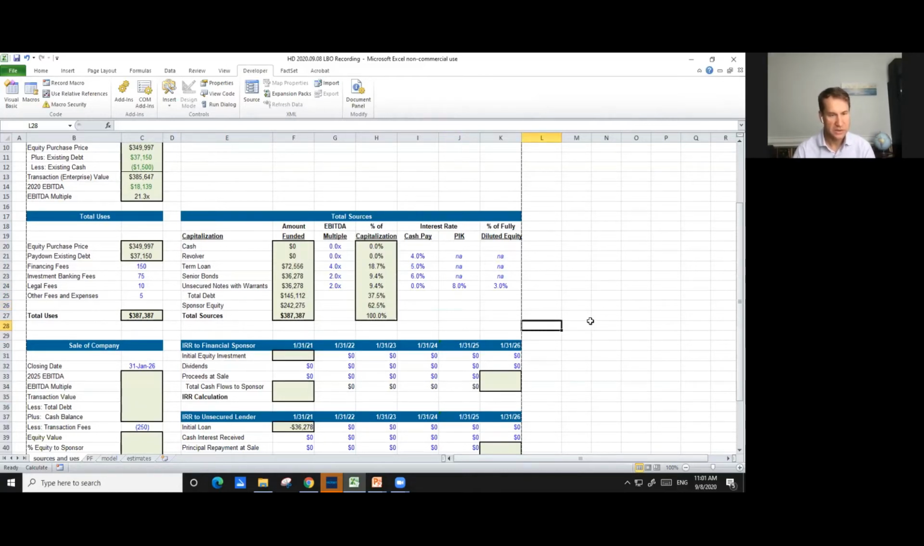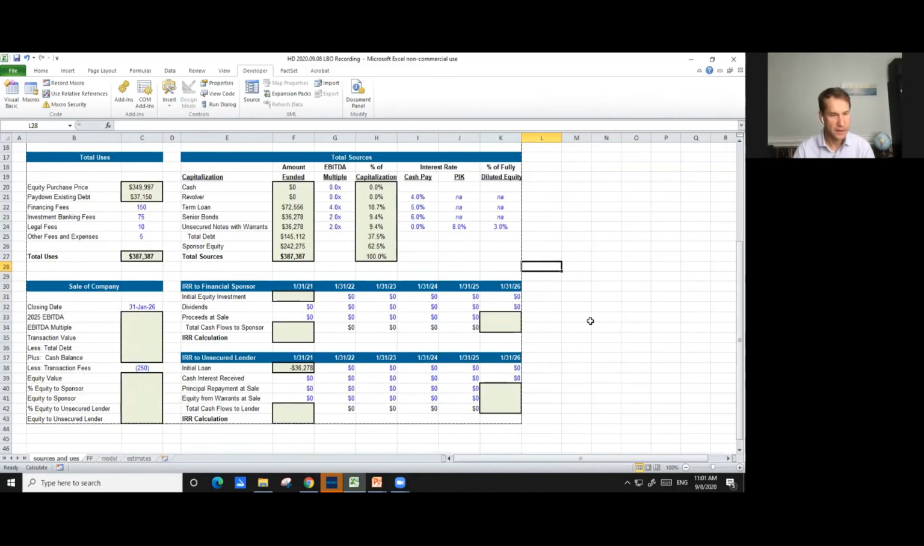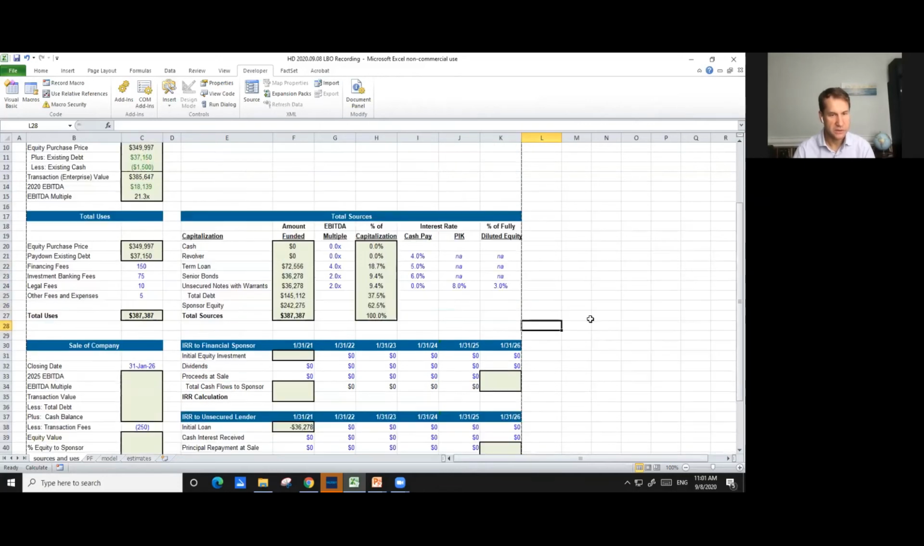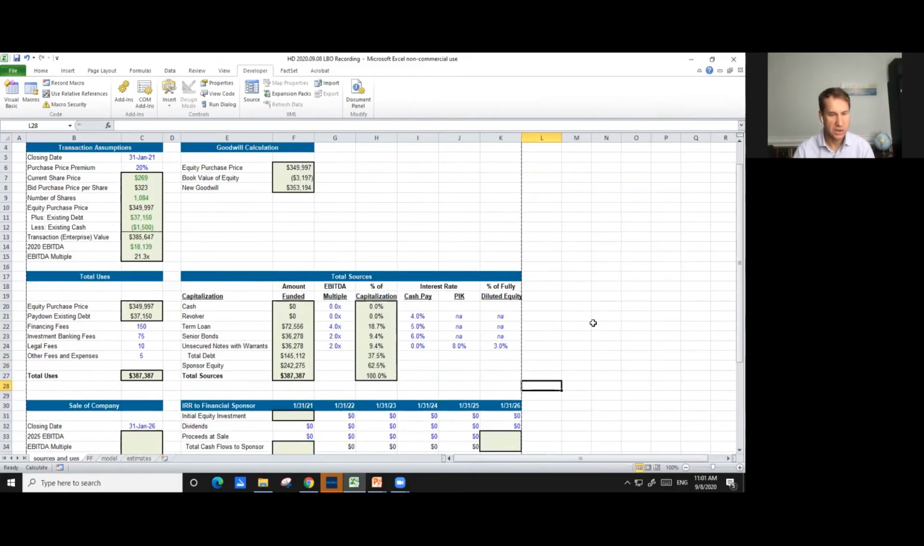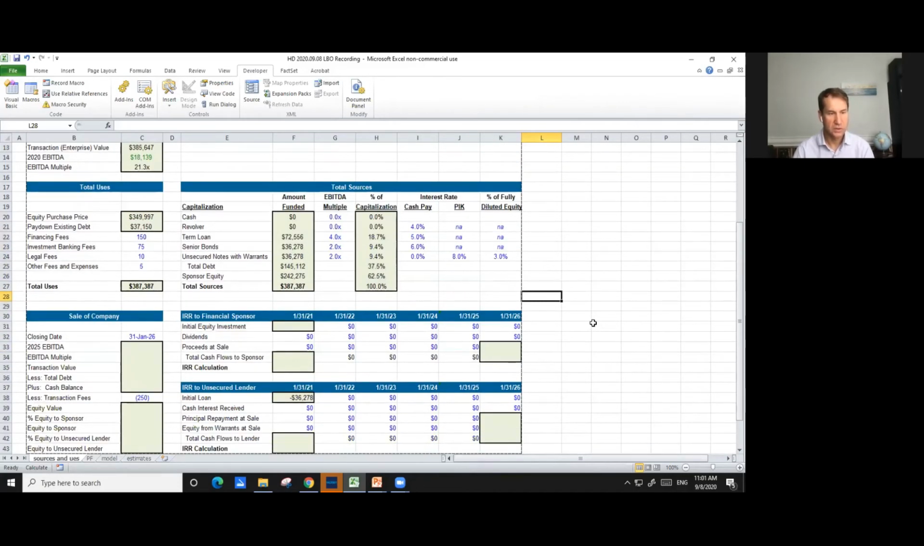So we've populated sources and uses. And we pretty much can pause here and then go to pro forma balance sheet, go through the model, and then we'll come back at the end of the class and populate the inputs for IRR calculation.